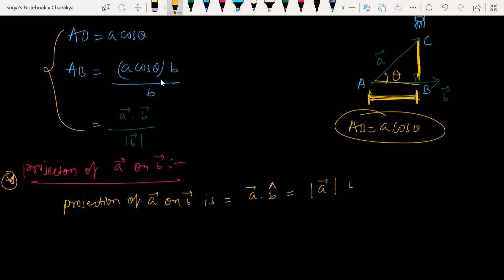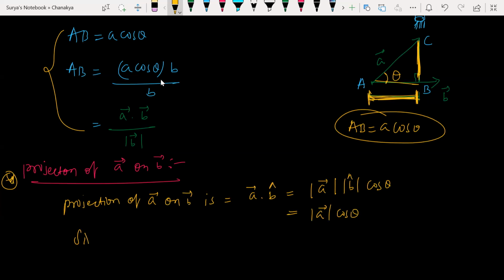A vector B cap, so cos theta, which is nothing but what? Yeah, on what? B, right? I'm just writing that, denoting the vector with a cap. Okay, so now look at this. This can be written as what? Magnitude of A cos theta.